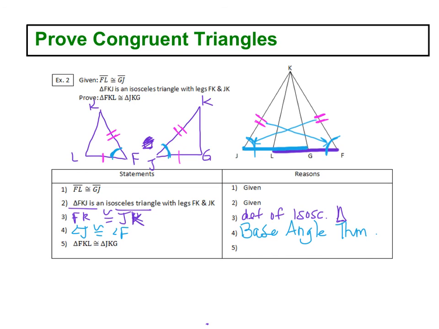Alright, so looks like next we're able to say that our 2 triangles are congruent. Well, how do we know? We have a side, an included angle, and another side. So that's going to be your side, angle, side congruency. And now we have congruent triangles.